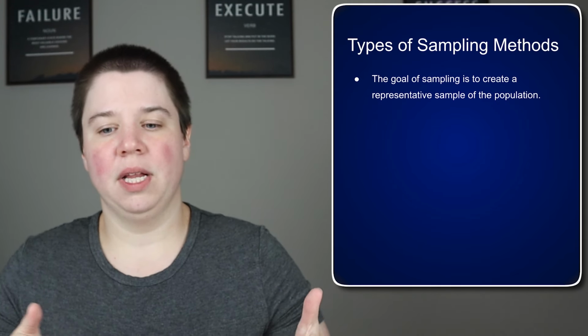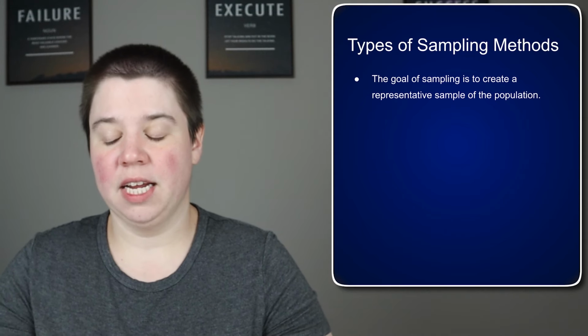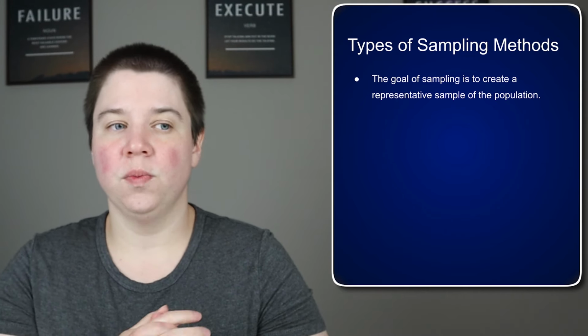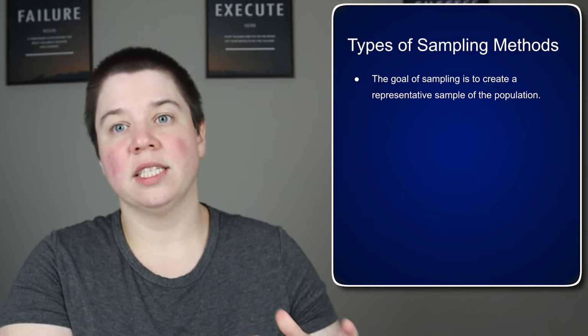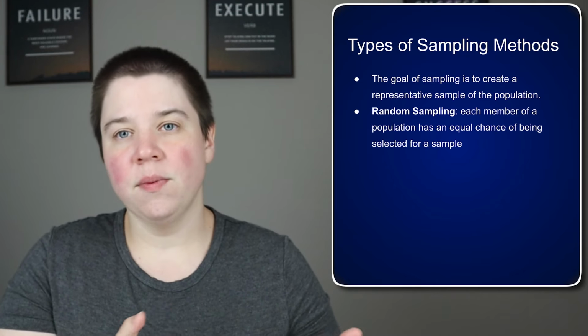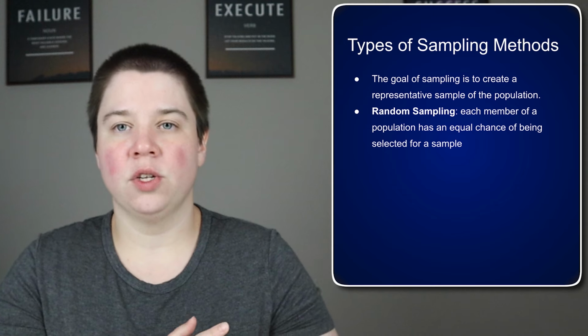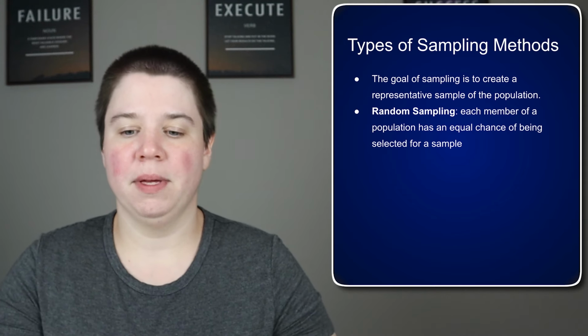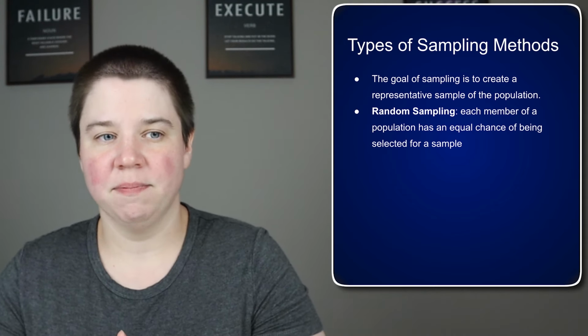So the goal of sampling is to create a representative sample of the population. You want your sample to look as close to the population as possible. A key way to do this is called random sampling. Essentially, each member of the population has an equal chance of being selected.